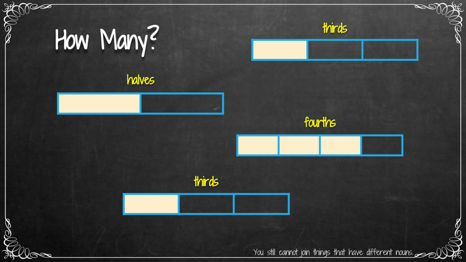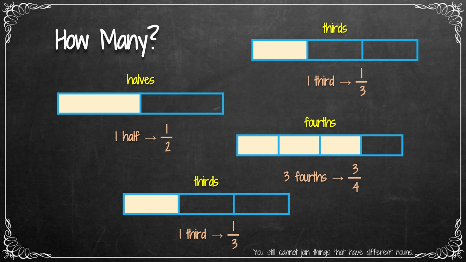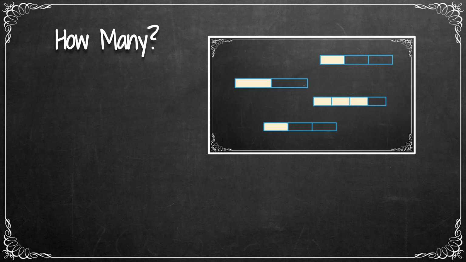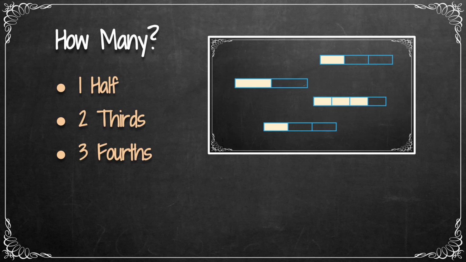Now, let's count. In the first one, there's 1/3. The next one has 1/2. The next one has 3/4. And the last one has 1/3. So how many? This is what I came up with. 1/2, 2/3, and 3/4. Do you see them?